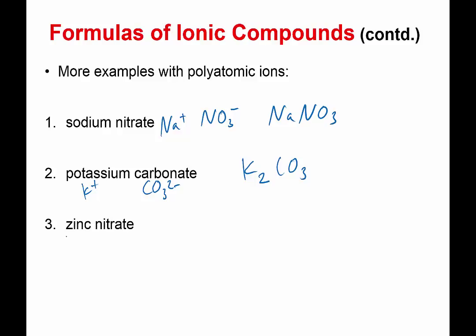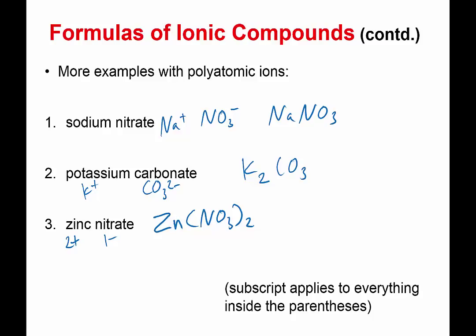Now what about zinc nitrate? Zinc, it turns out, is plus 2. Nitrate is minus 1. So we need 2 nitrates to balance out the zinc. When you have more than one of a polyatomic ion, you have to put the polyatomic ion in parentheses. So we put the nitrate in parentheses, and then we put the 2 outside the parentheses to show that there are 2 of them. Remember that when you have a subscript just by itself, it only applies to the atom that comes directly before it. When you put a subscript outside the parentheses, then it applies to everything inside the parentheses. So you're multiplying the whole NO3 unit by 2.